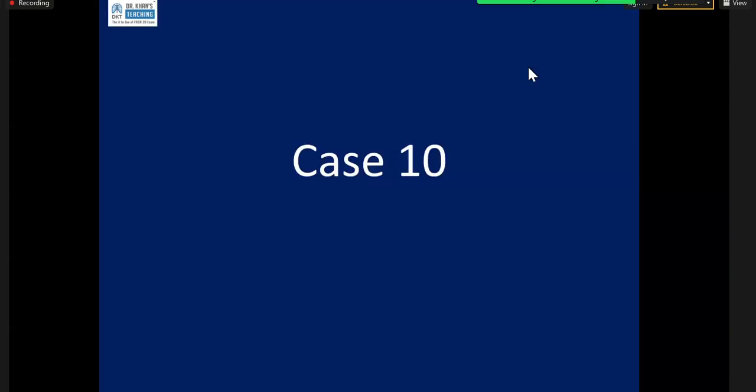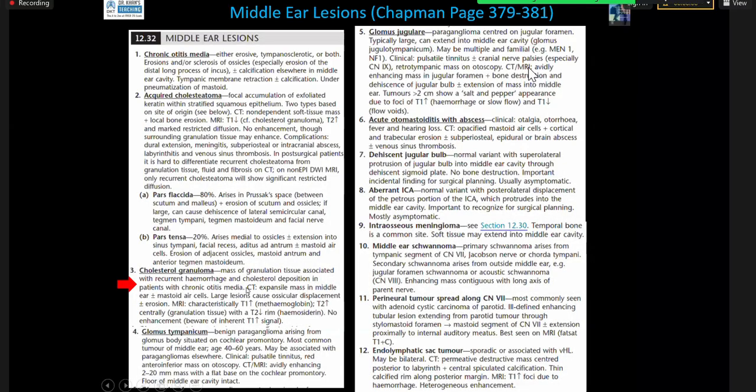Well done. So cholesterol granulomas can be in the middle ear and they can be in the petrous apex. They take years to develop. There is a study in which they had images showing it developed over 22 years. The main pathology to remember is that there is granulation tissue inside, a bit of hemorrhage, and there can be cholesterol inside.